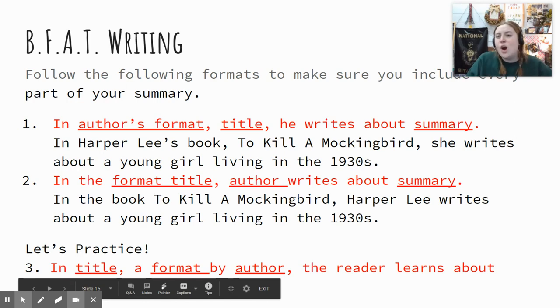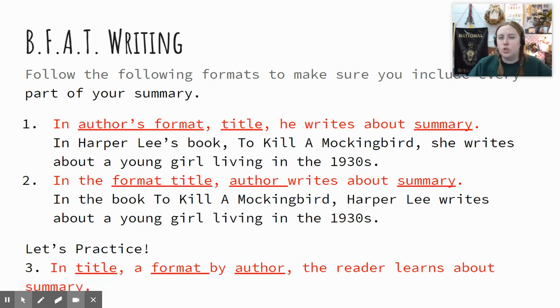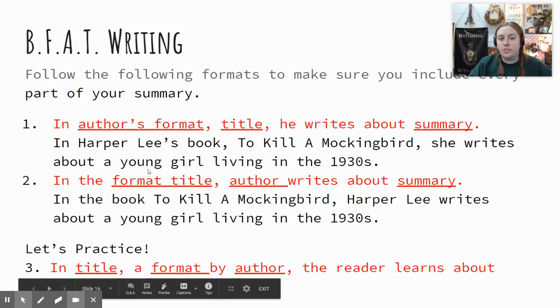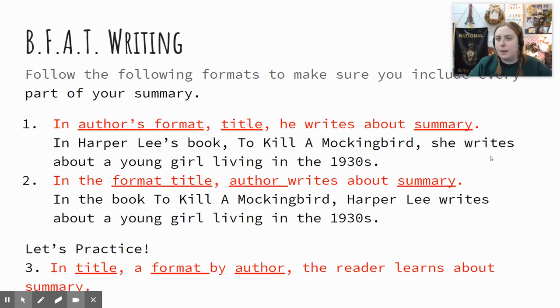Okay, and again, when you're writing your actual essay, I do want you to beef up that summary a little bit more. This was just to introduce you to what the BFAT statement is. Obviously for this BFAT, I just said a young girl living in the 1930s. I would want you to expand a little bit more about this section, this summary, because the BFAT section really should be about 2 to 3 sentences each, especially if you're trying to meet that minimum 5-sentence paragraph requirement.